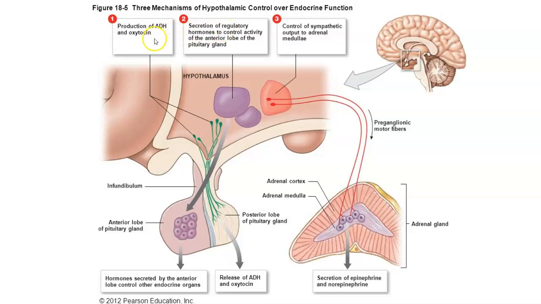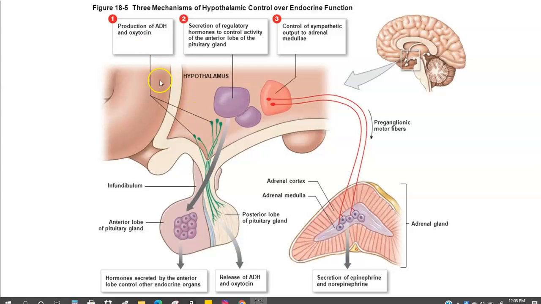The first way is that the hypothalamus will actually function as an endocrine organ by producing 2 hormones, ADH, antidiuretic hormone, and oxytocin. On your objective list, within the box for the hypothalamus, you have the paraventricular nucleus and the supraoptic nucleus listed, and that is where these 2 hormones are going to be produced. So specifically, the paraventricular nucleus produces oxytocin, and then the supraoptic nucleus produces ADH.